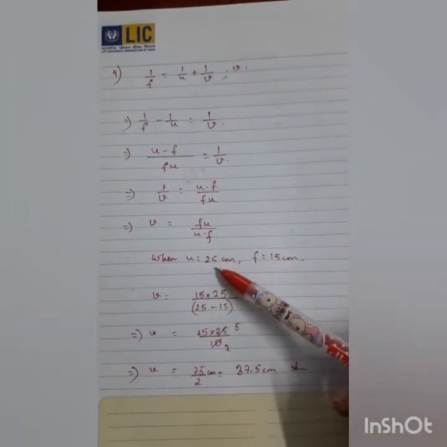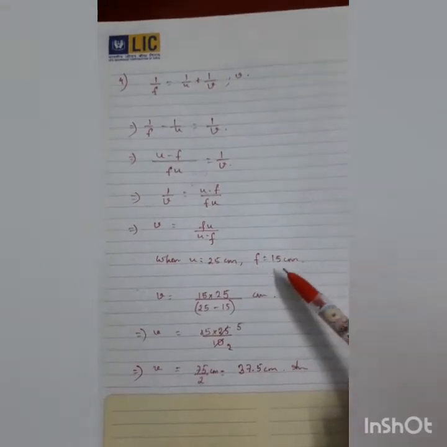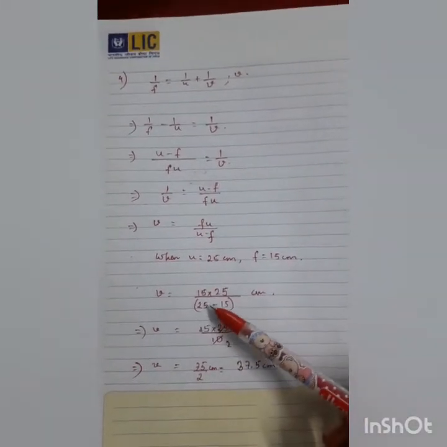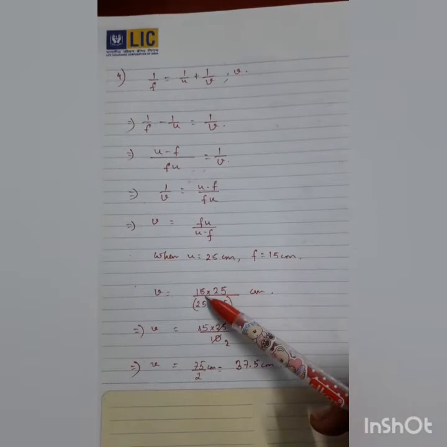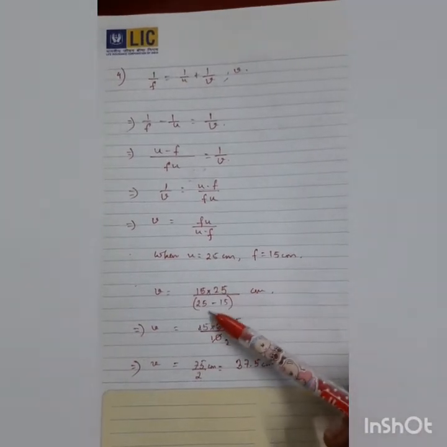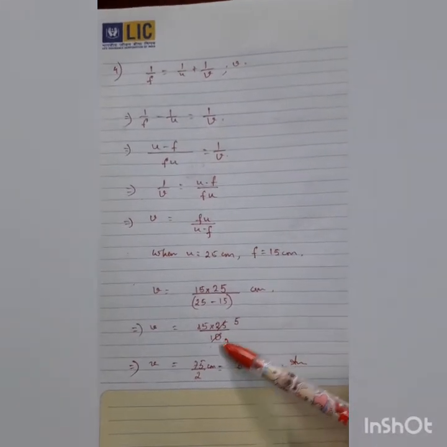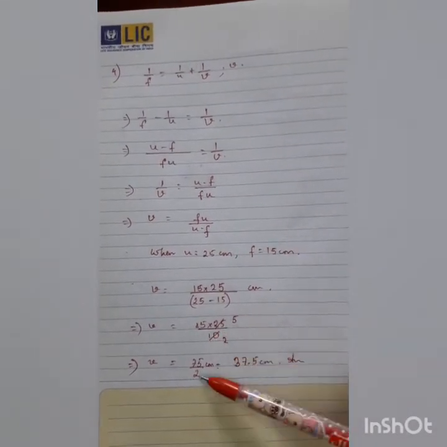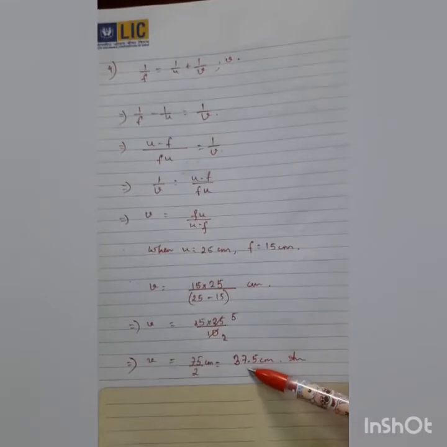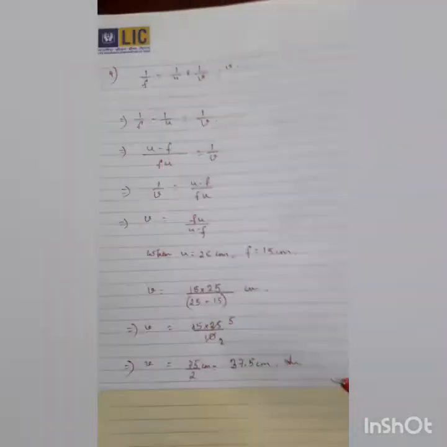Now when u equals 25 centimeter and f equals 15 centimeter, v equals, I have just substituted the values, 15 into 25 by (25 minus 15). So 15 into 25 by 10. 5 2s are 5, 5 5s are 75 by 2. So v equals 37.5 centimeter.